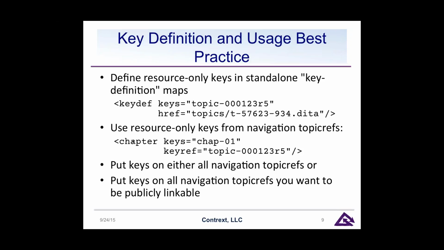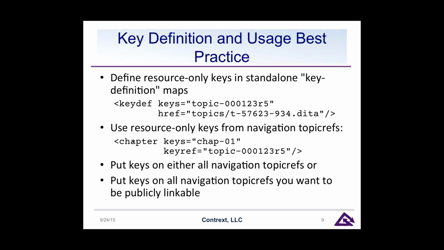Okay, so that leads us to key definition and usage best practice. We want to define resource-only keys in a standalone key definition map. As far as I know, that's pretty typical practice today. Here we're using the keydef element, which is provided in DITA 1.2. It's a specialization of topicref, and it sets the processing role attribute to the default of resource-only. This serves to give me a context-independent key for whatever topic or image that I'm referencing. So here I've got a key, topic, some arbitrary number, and it's pointing to my topic file, wherever that is.